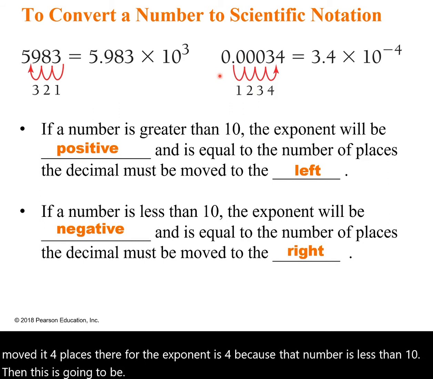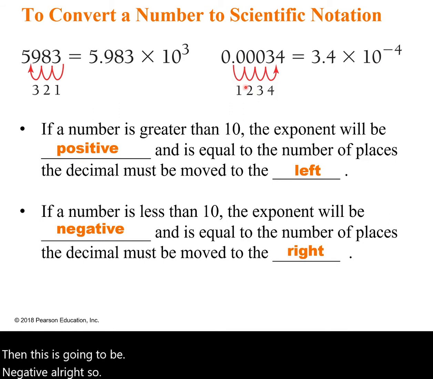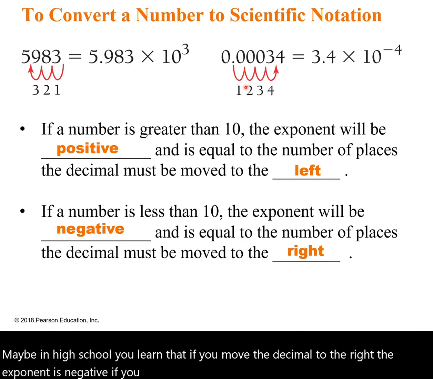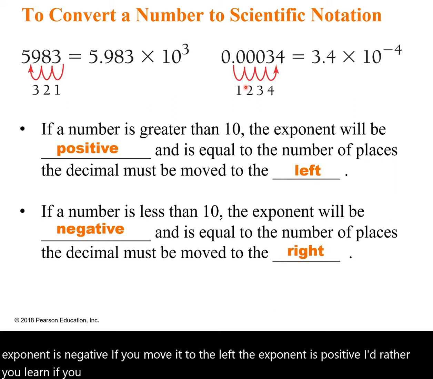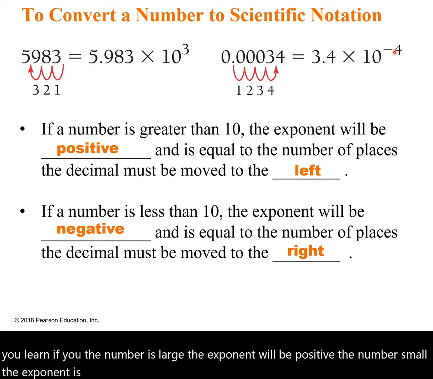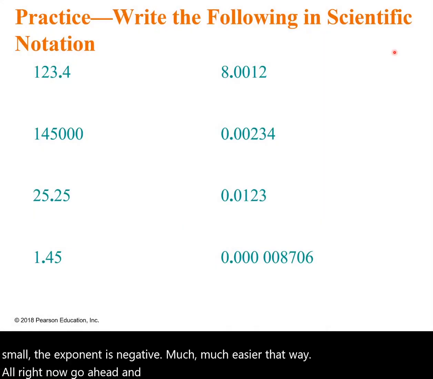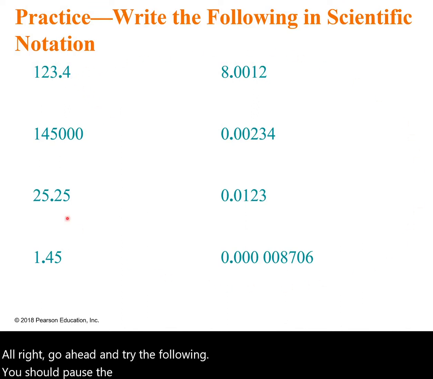All right? So maybe in high school, you learned that if you move the decimal to the right, the exponent is negative. If you move it to the left, the exponent is positive. I'd rather you learn if the number is large, the exponent will be positive. If the number is small, the exponent is negative. Much easier that way. All right, now go ahead and try the following. You should pause the video and try to answer all of those, then come back and check your answer.